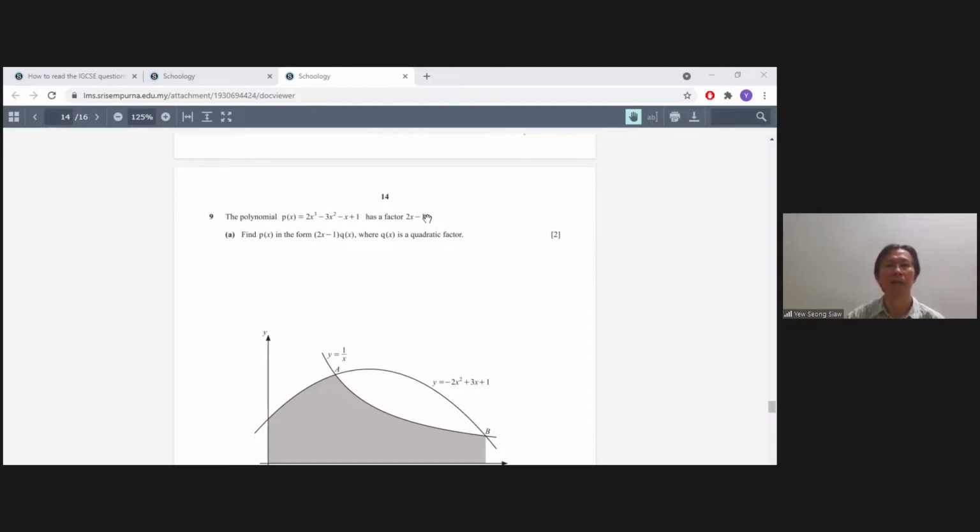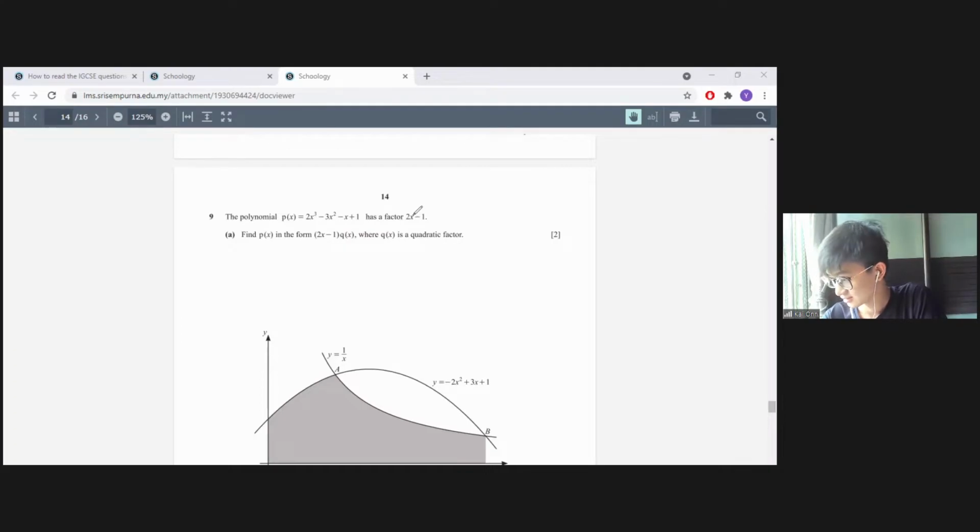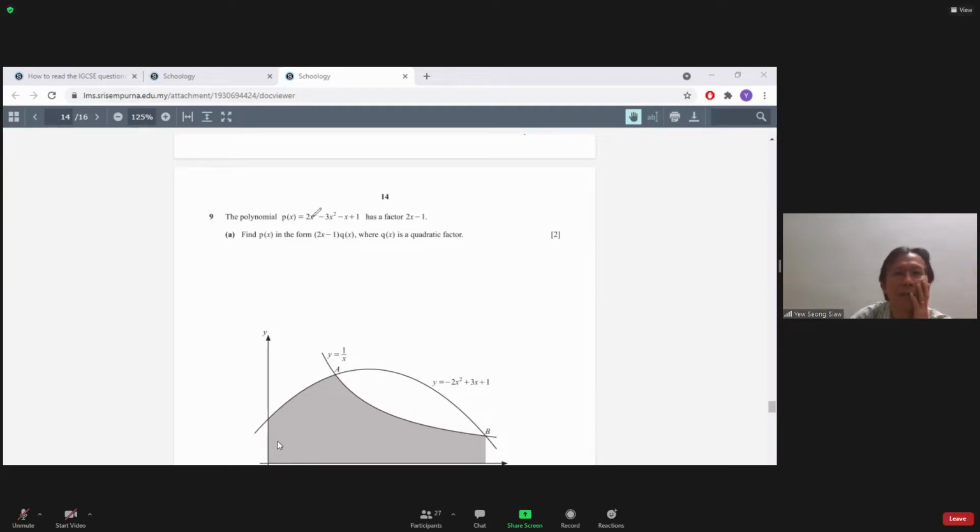So this part is which topic? This part is not integration. What topic? Not integration. Integration is the second part. When you find the area, you use integration. So how about this?